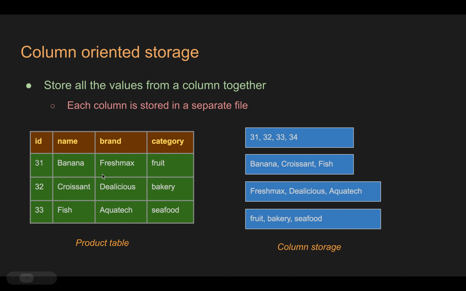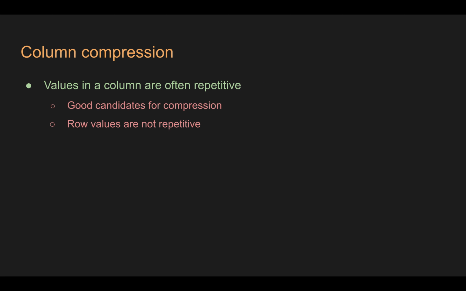For example, for this table that we have on the left, the product table, in the case of column storage, all the values in a column, for example ID, are stored together. So for this product table, we'll have 4 files overall, and each file will contain values from one of the columns. This is why column-oriented storage DBs are very useful.